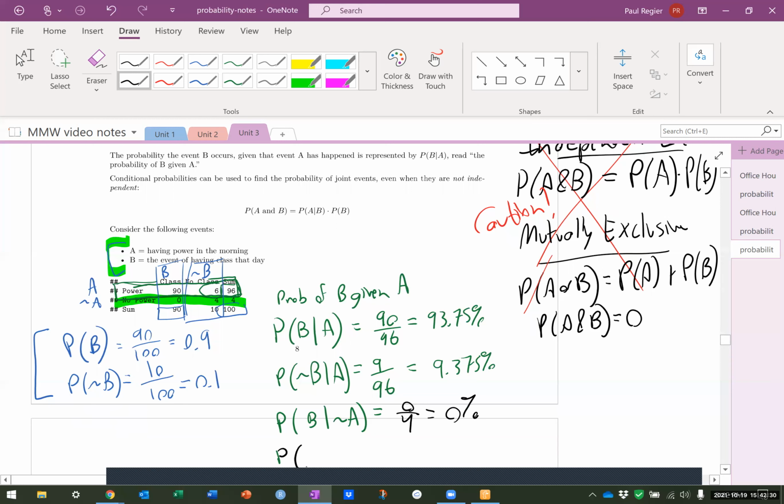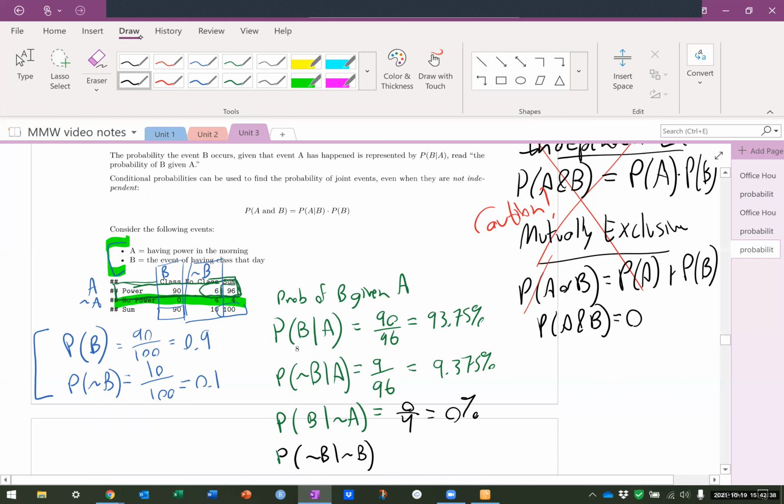And the probability of no class given no power would be, nope, no class given no power is going to be 4 out of 4, 100%. So what I want to say is the probability of B occurring really depends on whether or not A has occurred, right? These probabilities are dramatically different. And same for these two.